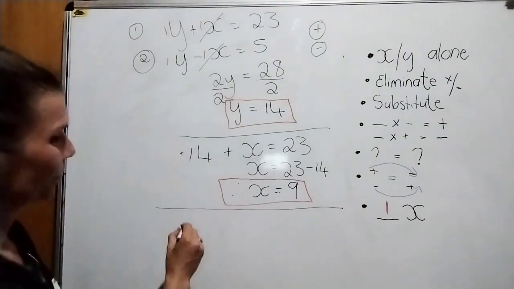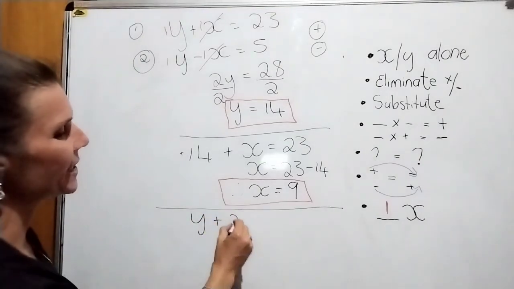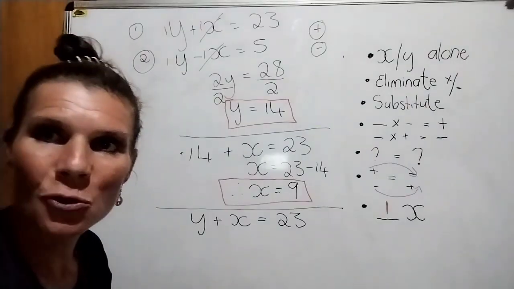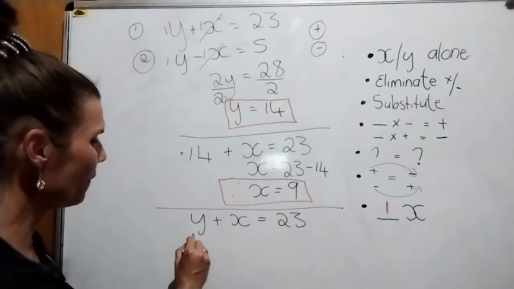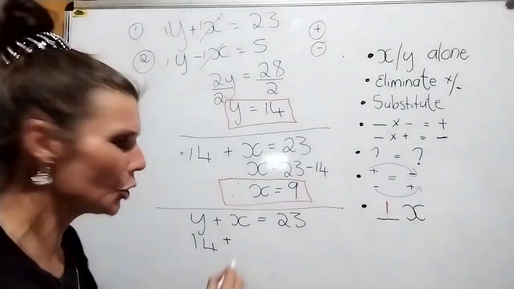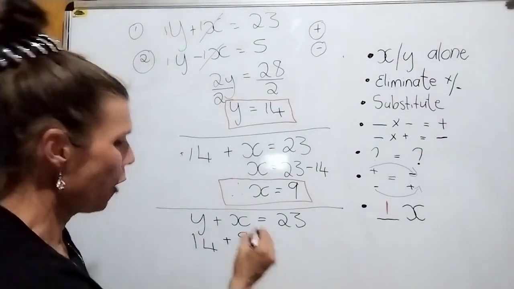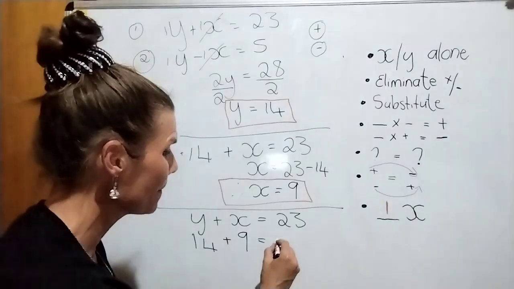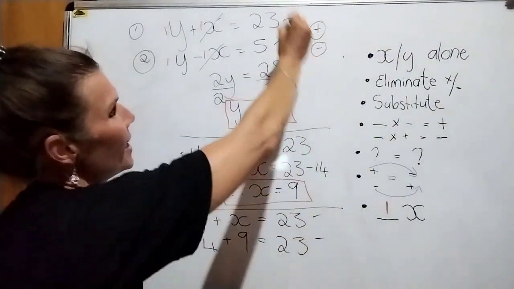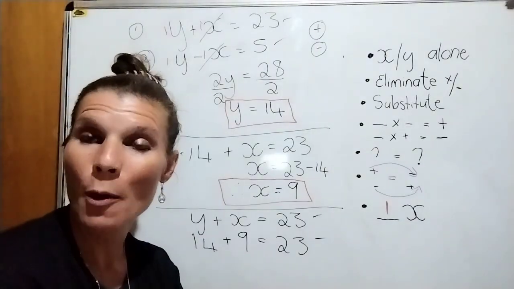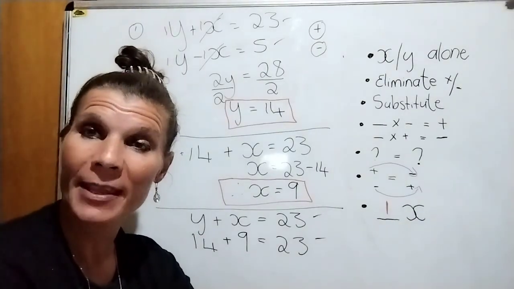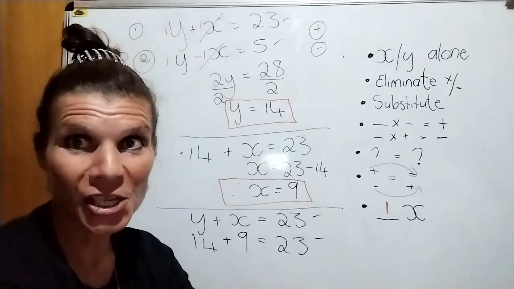Now I can say y plus x equals 23. Do I know what y is? Yes, I do. 14. Do I know what x is? Yes, I do. 9. What is 14 plus 9? 23. Whoop-de-doo, it works out. And there you have just solved your simultaneous equation by the method of elimination.